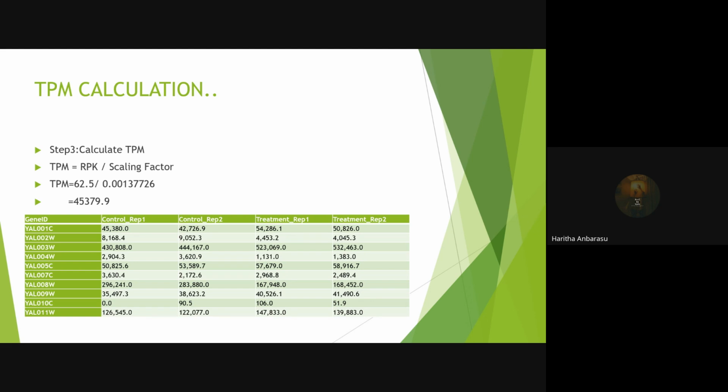So next step is we apply the RPK and scaling factor value in the TPM formula to get the TPM value. So here RPK value for first read is 62.5 and scaling factor value is 0.0013775. So dividing this value, we get the TPM value of 45379.5 for first read. We need to do the same calculation for each read to get the TPM value for each read. This is the TPM value for each read. That's all. Thank you.